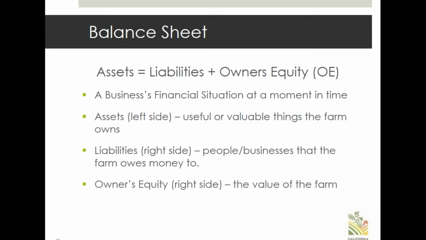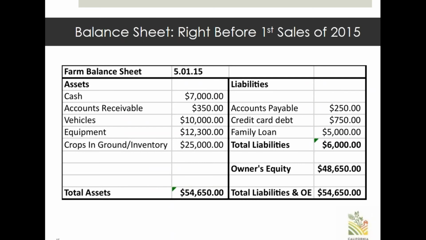And then owner's equity is, from the outside world's perspective, what is the value of the farm? And so if you think about changing this algebraic equation around, your owner's equity is equal to the assets that you have, the useful, valuable things you own, minus the things you owe. So this is an example of a balance sheet.